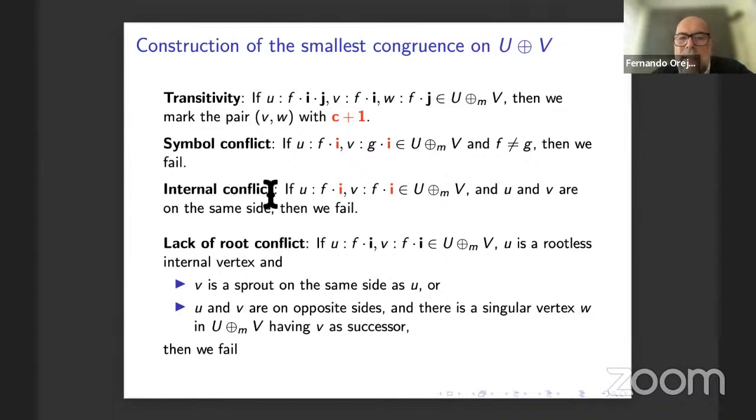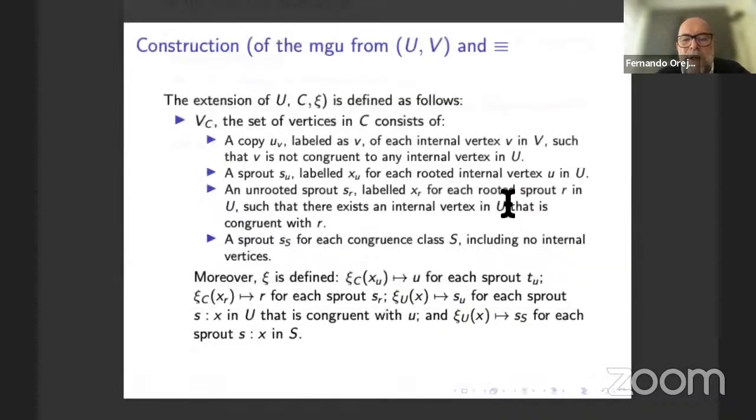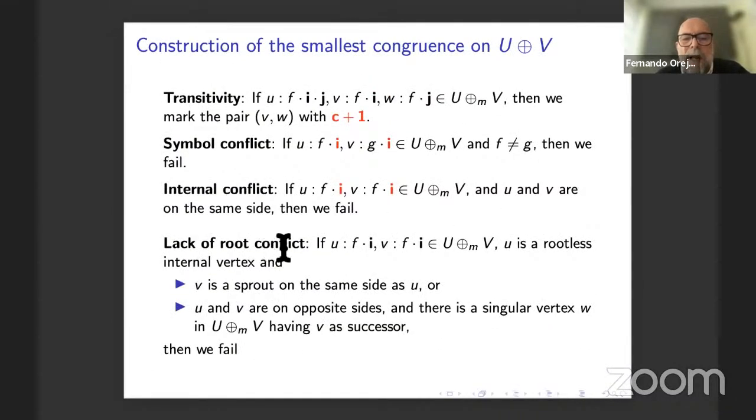Another case is what we call internal conflict. Two internal vertices of one DAG cannot be equivalent, because unification only adds new vertices to the two DAGs to make them isomorphic. But we cannot join two internal vertices of the same DAG into a single vertex. So if this is the case, the algorithm will also fail to find a unification. And the last one is a lack of root conflict.